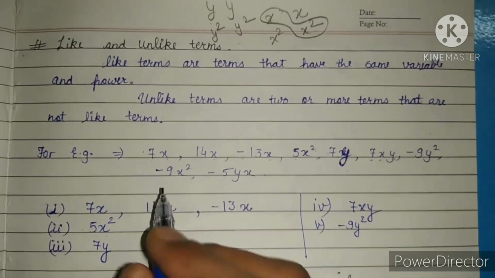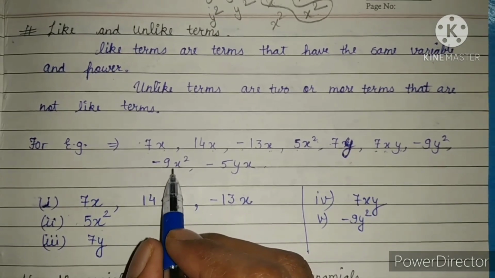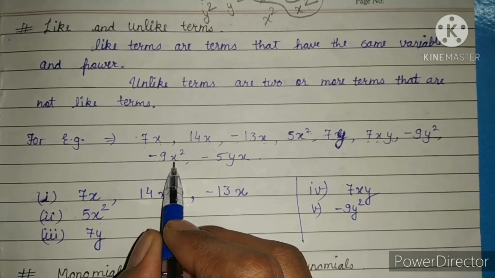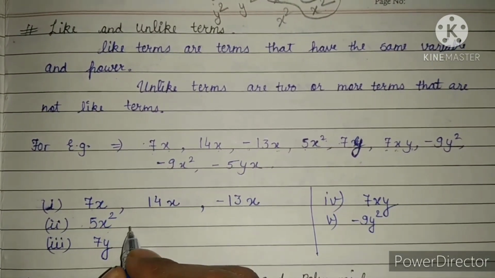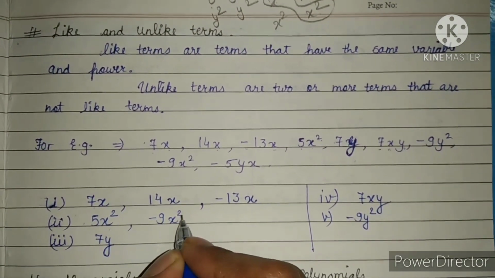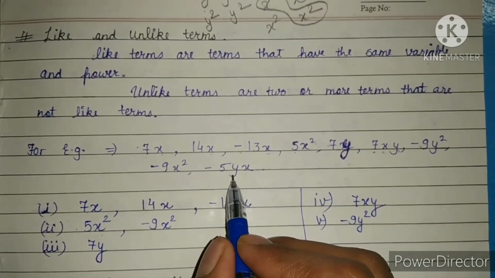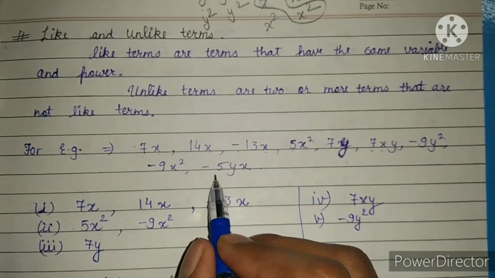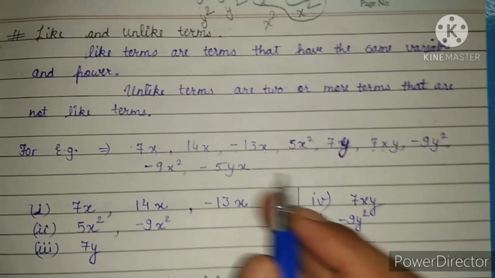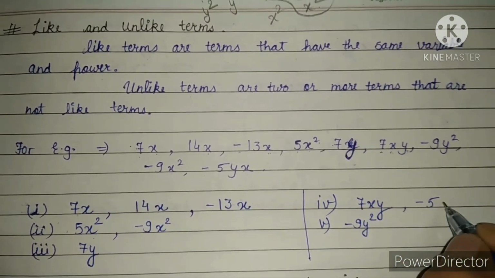Now the next term is minus 9x square. We already saw an x square term. Did you see it? Yes, here in the second one. So minus 9x square will come here. Now the last example is minus 5yx. yx or xy, both are the same, so it will go in the fourth section, minus 5yx.